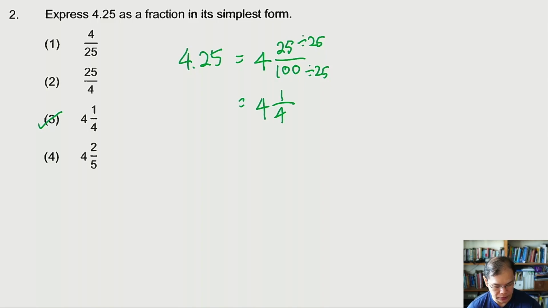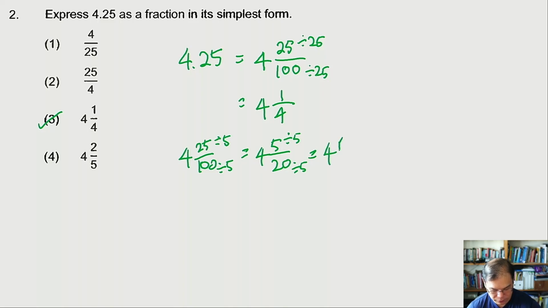Now, some of you may take a few more steps. So both can be divided by 5. 4, 5 out of 20. Divide by 5 again. 4, 1 out of 5. Oh, sorry, 4, 1 out of 4. Alright, so you still get the same answer.